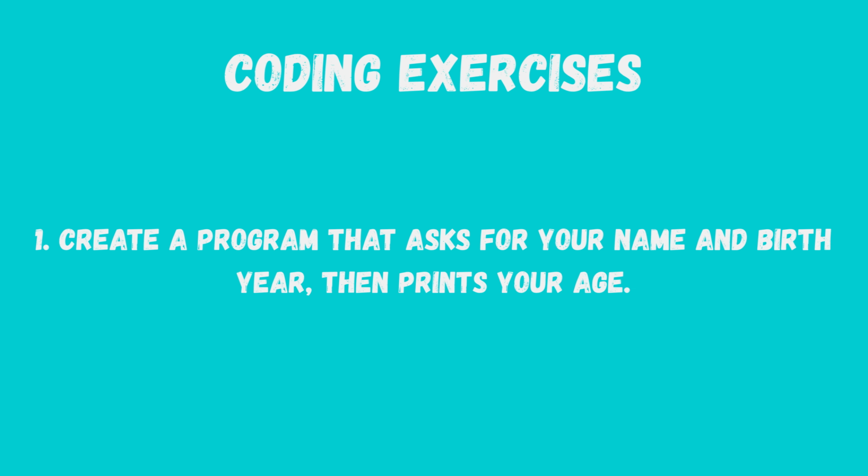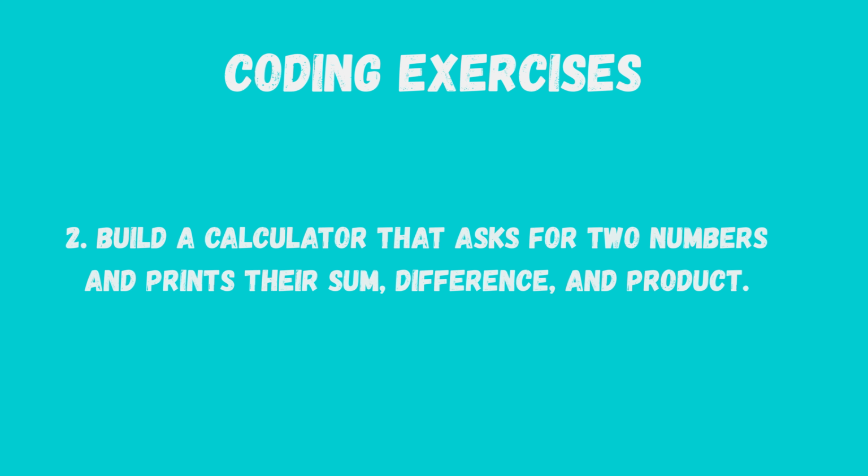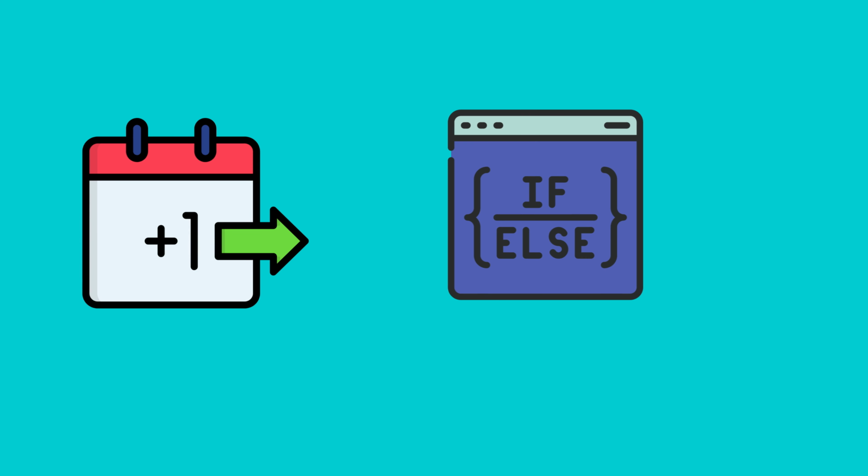Your homework. 1. Create a program that asks for your name and birth year, then prints your age. 2. Build a calculator that asks for 2 numbers and prints their sum, difference, and product. Tomorrow we explore if-else statements and logic. That's where decisions come into play.